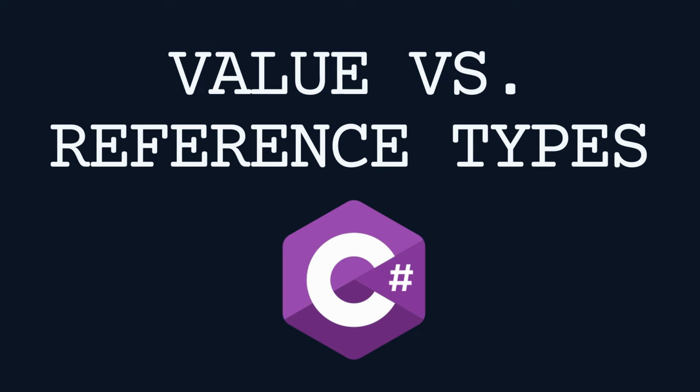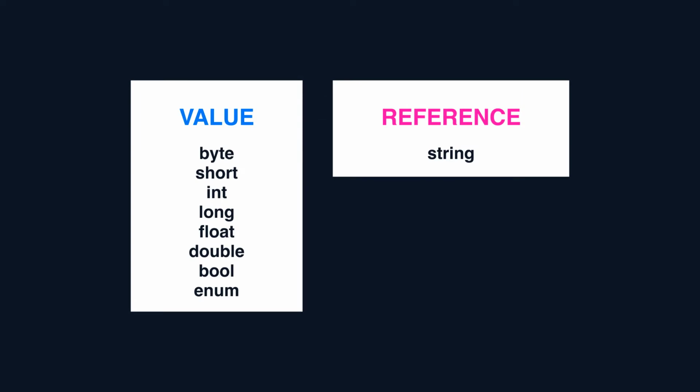Hey guys, let's talk about reference versus value type variables. So far, we've seen and used multiple data types. C# has two varieties, value and reference types. All the basic built-in data types are value types, which are also called primitive types, except for the string, which is a reference type. But it is somehow treated in a different fashion, so we'll see it in more detail at the end.